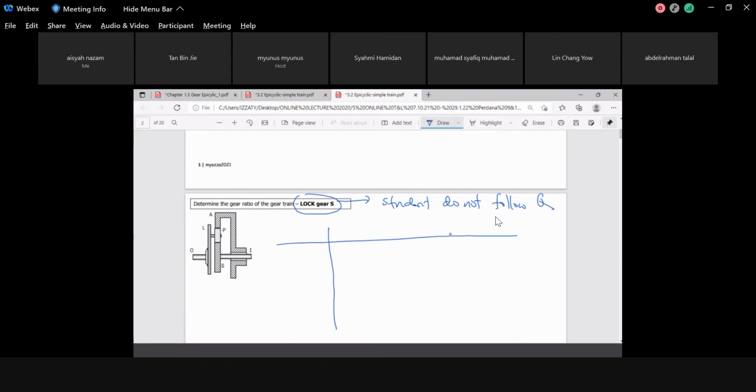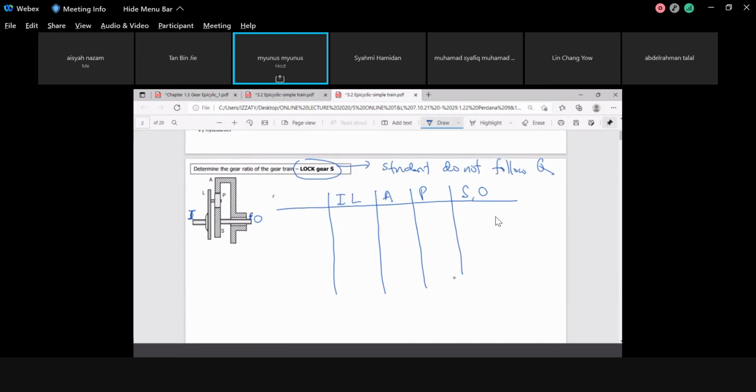Same thing just now. This one is O. From your notes, this one is I. So I and L. This one P again, you have A, put A first, then P, then you have S and O. Operation or procedure. Number one, you lock S in number one, give whole gear number one, whole gear, positive one, operation. Positive one.